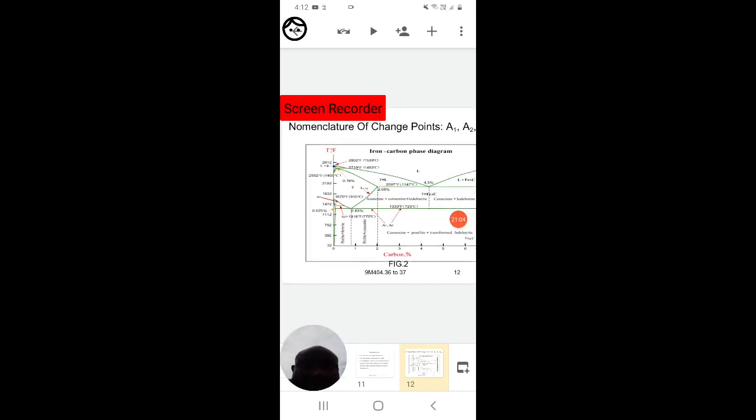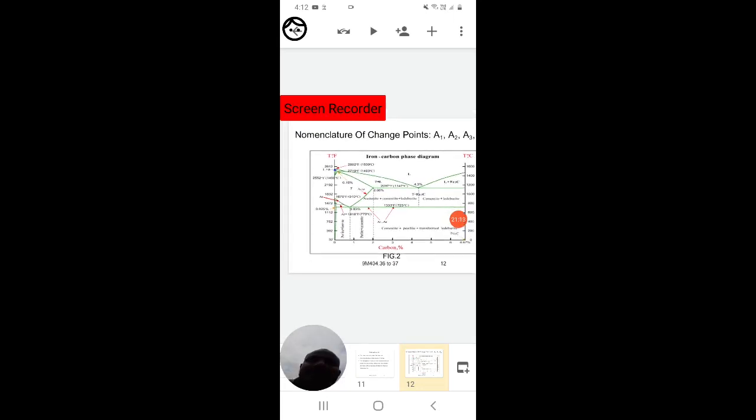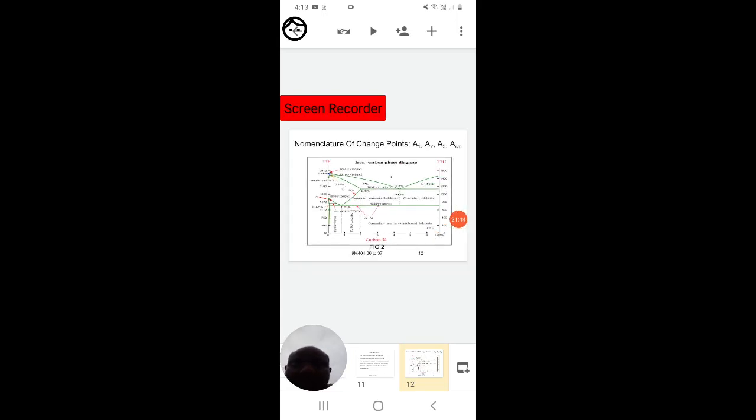Why are these very important? In these critical temperature lines, phases are transforming, so that's why these are the critical temperature lines. That's why these are very important for the iron carbon equilibrium diagram. So the temperature lines take place at 1400 degrees centigrade, 910 degrees centigrade, and 768 degrees centigrade. So that's why these are very important for the iron carbon equilibrium diagram.